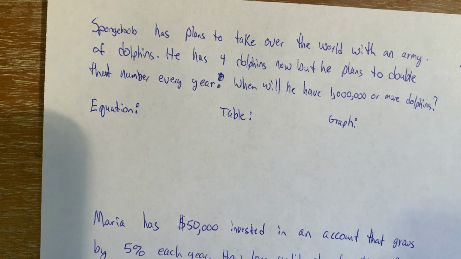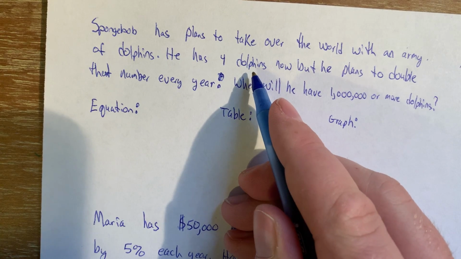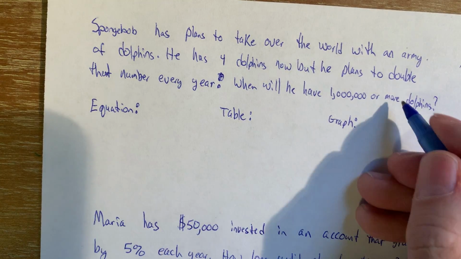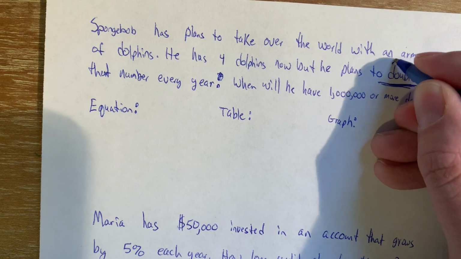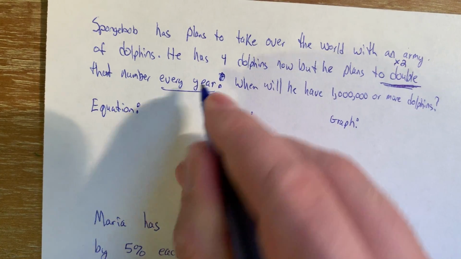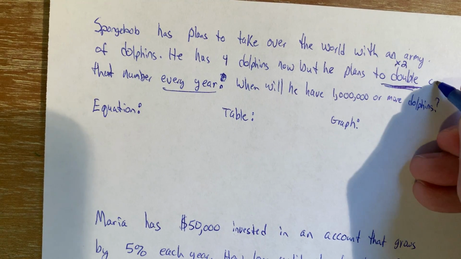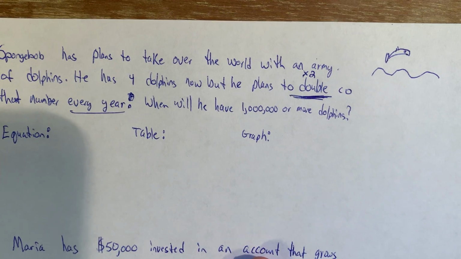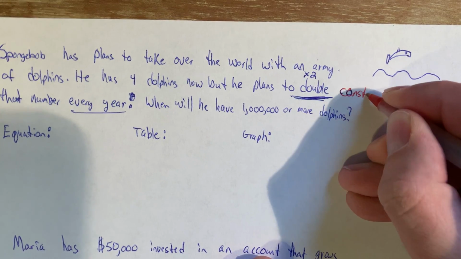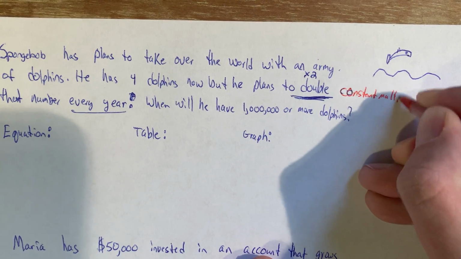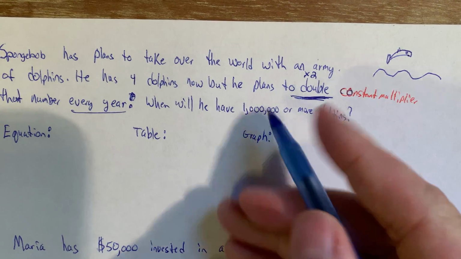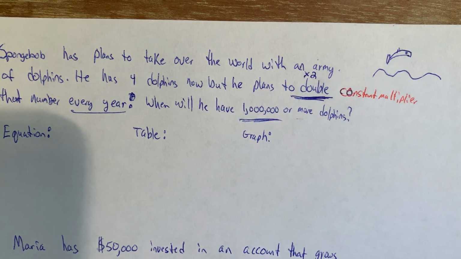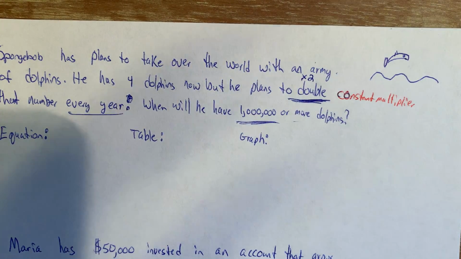Okay. SpongeBob's going to take over the world with an army of dolphins. He has 4 dolphins now, but he plans to double that number each year. What does double mean? That means it's going to multiply by 2 every year. This is a constant multiplier. Every year, they are going to multiply by 2. When will he have 1 million or more dolphins? Maybe that's how many he needs to take over the world, he's decided.